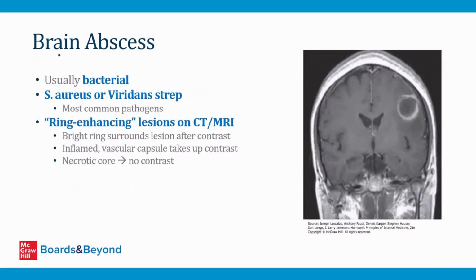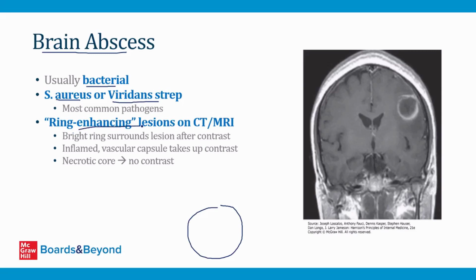Okay, our last topic for this video is a brain abscess. So an abscess is a walled-off collection of bacteria and pus and white blood cells. And when that develops in the brain, we obviously call that a brain abscess. When there is a brain abscess, it usually has a bacterial cause, and the most common pathogens are Staph aureus and Viridans strep.